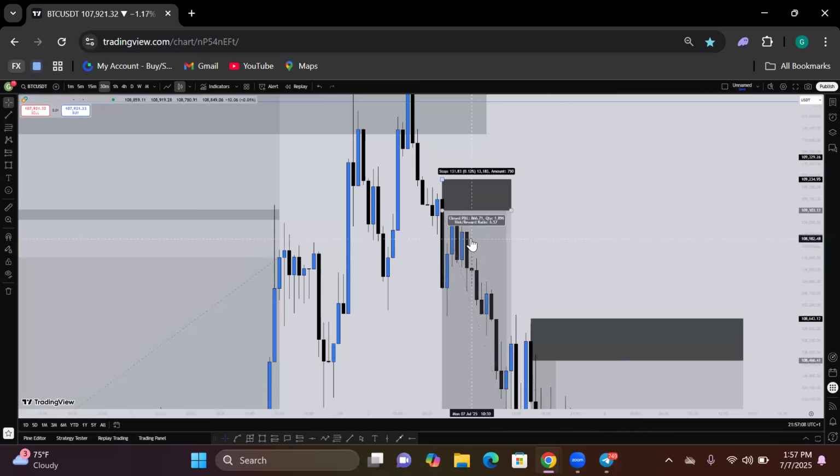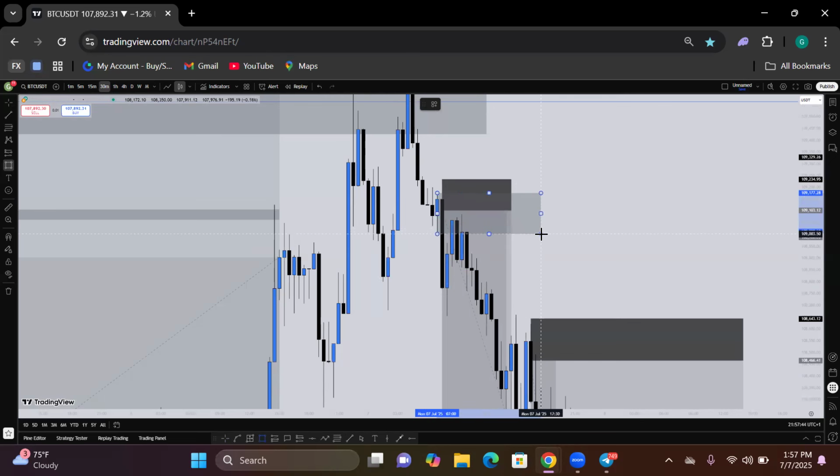Right here, we see that price makes a clean push to the downside: lower low, lower high, lower low, right? And we have the presence of a supply. For a supply to be very valid, you want to make sure it revolves around an engulfing candle. If you are new to supply and demand, always make sure your supply or demand levels are engulfing candles, because they show the presence of impulsive buyers or impulsive sellers in the market. So this right here is a bullish engulfing candle, hence it's a bearish engulfing candle, right?